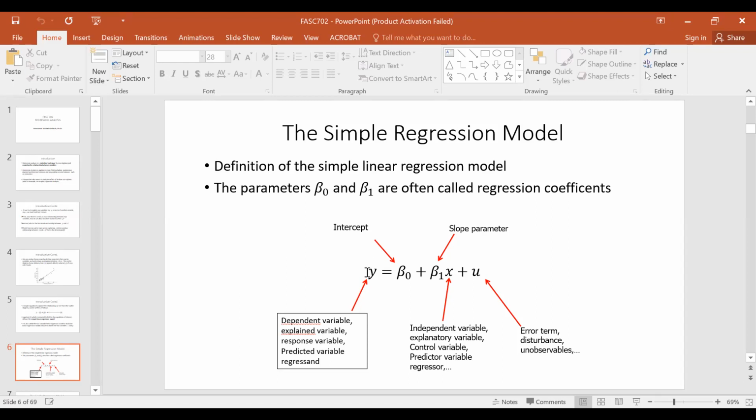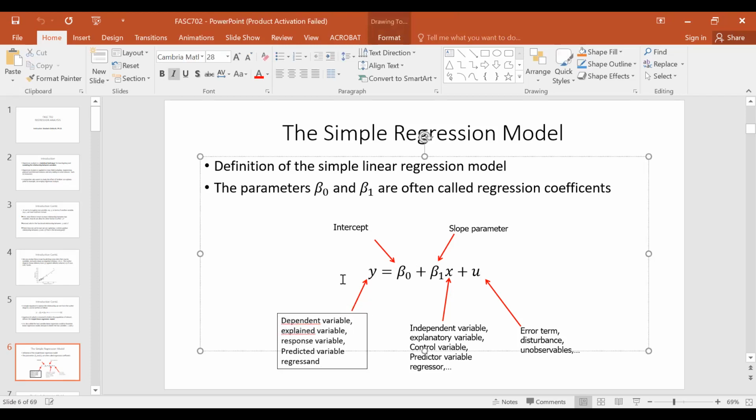It's also called predicted. I may want to predict your salary using your level of education. It's also called regressant. A lot of the time you may find me calling it dependent or the response variable. Okay.